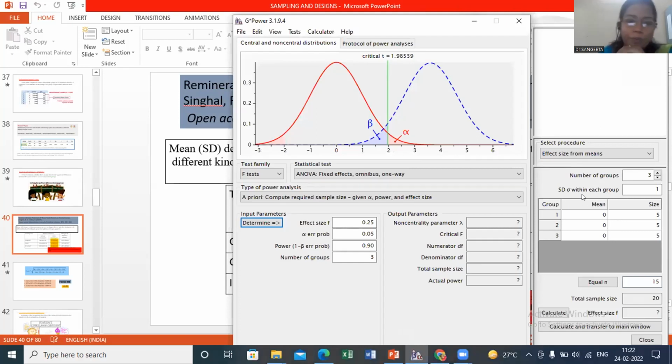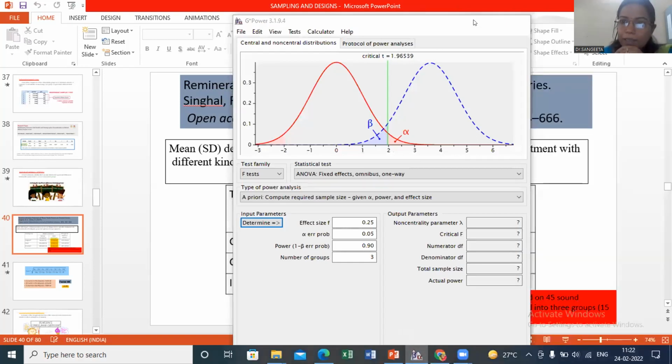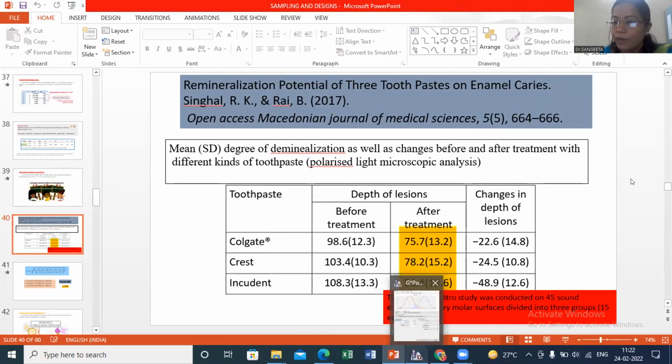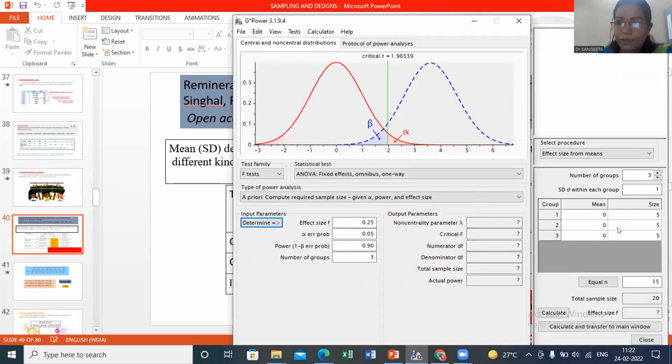SD within each group. Now in this particular data, I have standard deviation for all the groups, but I have to enter only one standard deviation. Are you getting that? So I can directly put from here all 15, that is the size of the group. So we have to calculate this. This we have to do manually or using your calculator. How? Let's see.